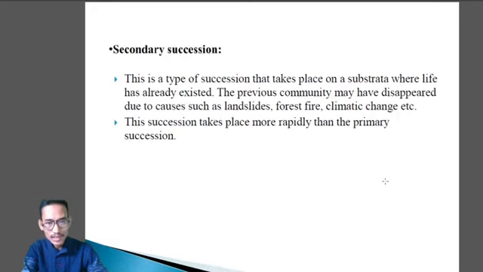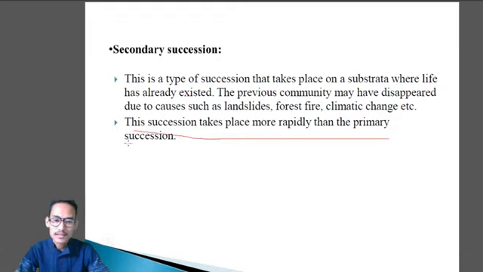Now secondary succession mainly takes place on a substratum where there was life earlier, because the previous community may have disappeared due to landslides, volcanic eruptions, forest fire, or climatic changes. This succession takes place more rapidly than primary succession. Clear? So this is very, very important.